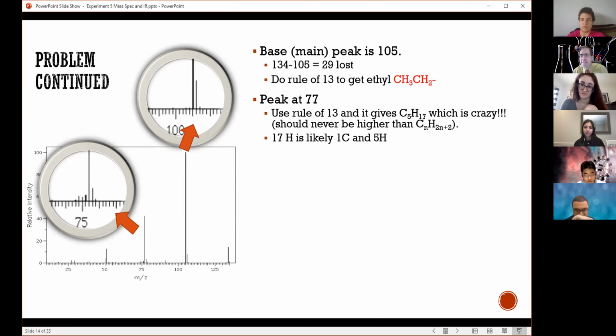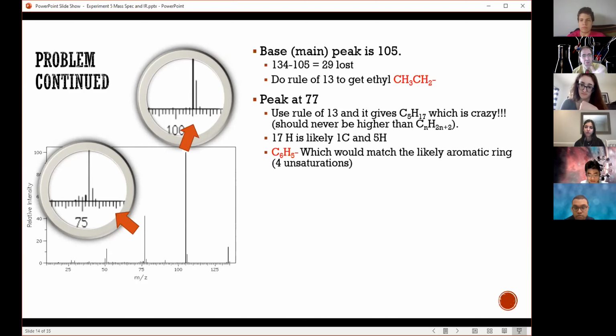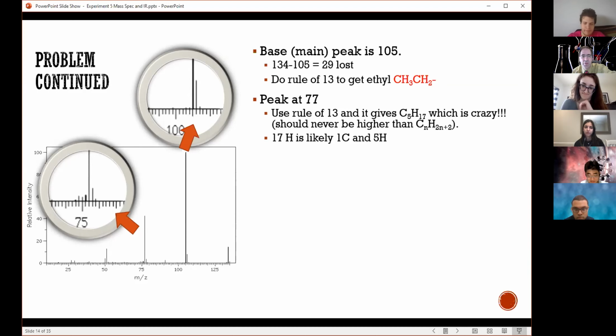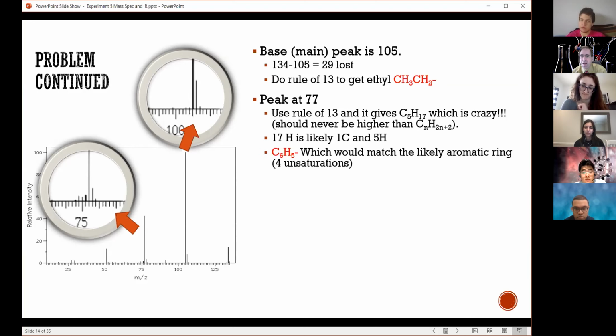Now, when does this happen, by the way? If you have a high number of unsaturations, you often have to do this type of adjustment because we're missing some hydrogen. So our masses ended up being a little off for the rule of 13. The rule of 13 assumes completely saturated. So if C5H17 doesn't make sense, but 17 hydrogens could be a methyl, or a carbon and 5 hydrogens, that means my formula is now C6H5.